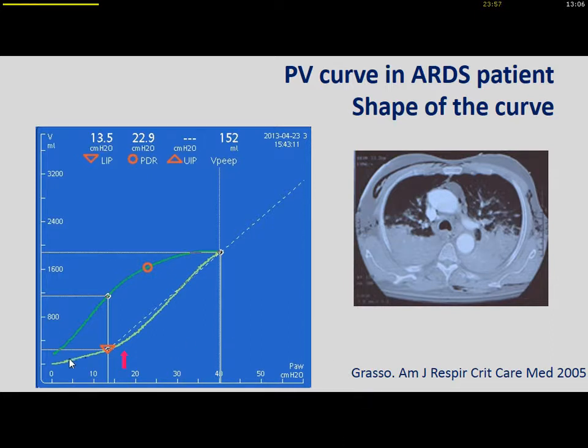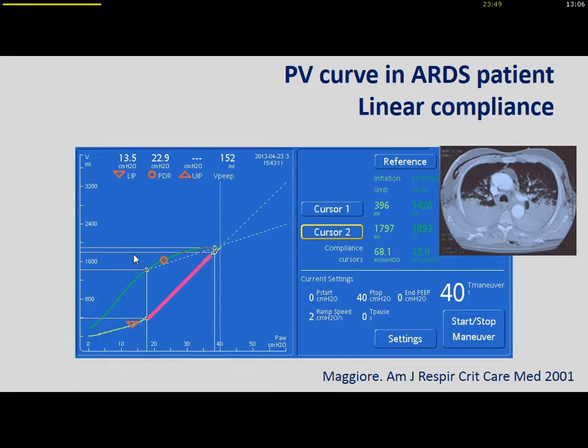If you have a line without a low inflection point, it means that the patient has a low potential of recruitability. Then what you can do is to measure the slope of the recruiting part. Because this is a recruiting part of the inflation, the steeper the slope, the higher the recruitability. And so you can use two cursors here and measure what we call the linear compliance, which has nothing to do with the static compliance. It's just the recruiting compliance during the inflation. And we consider that if it's above 60, it means that the patient has a potential for recruitability.